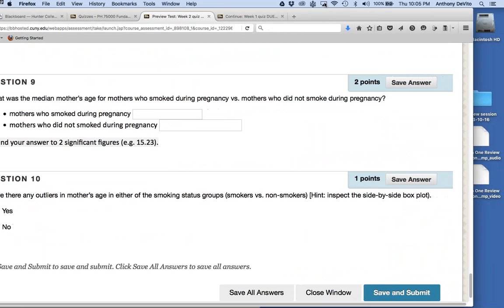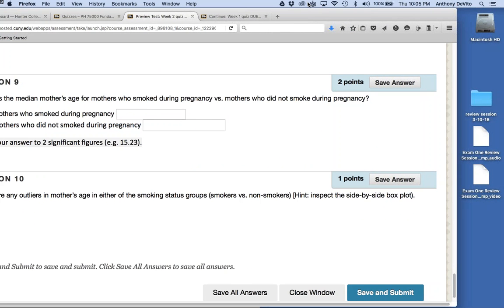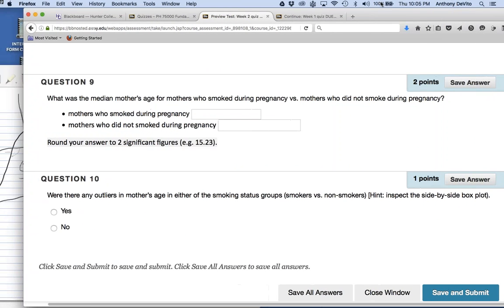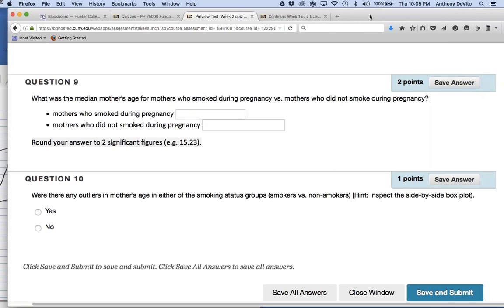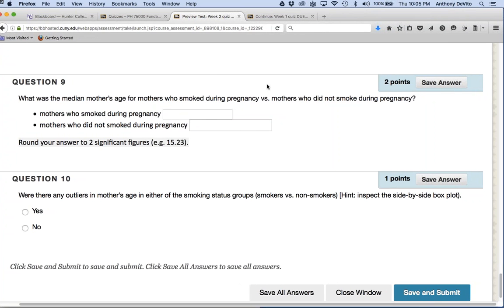What was the median age for the mothers who smoked during pregnancy, for mothers who didn't smoke during pregnancy? Very interesting. Now this one, if I go to analyze descriptive statistics, there's a numerical variable because we want to know the middle age, M age, same as we found the mean for in the previous problem. This time we want the median.